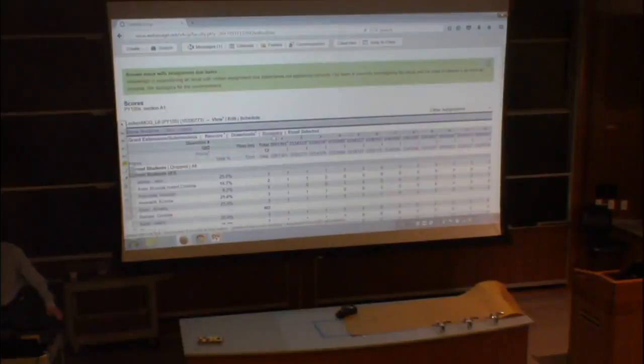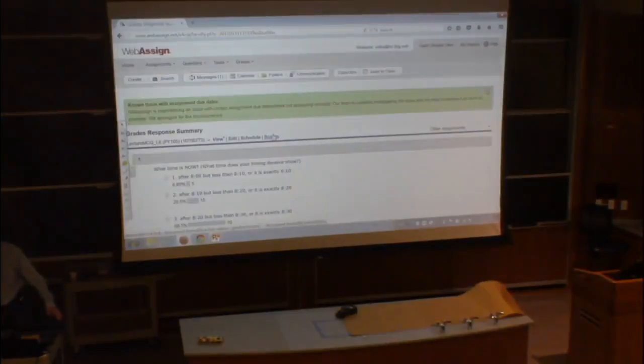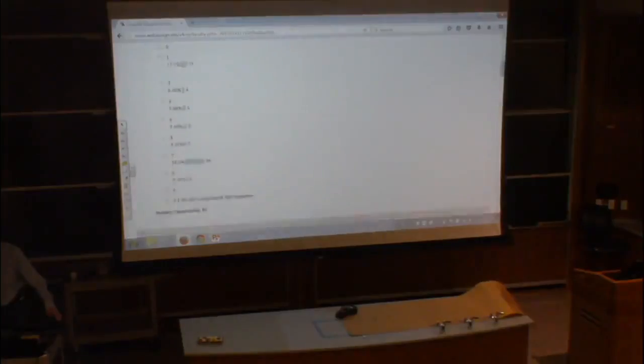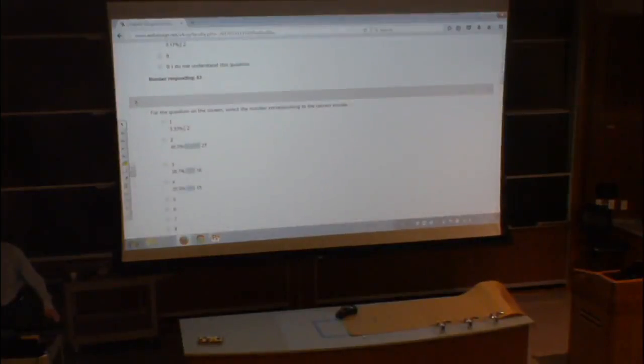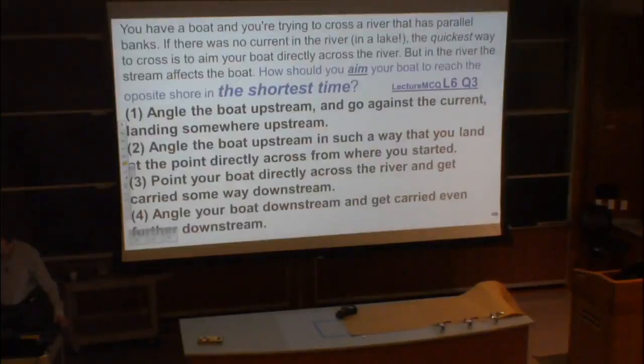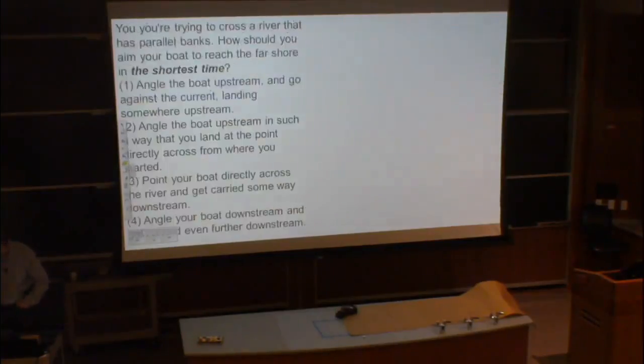I just want to take a look at the distribution. Well, 2, 3, 4, that's a wide distribution, which is a good thing. 2, 3. Well, let's think about it.